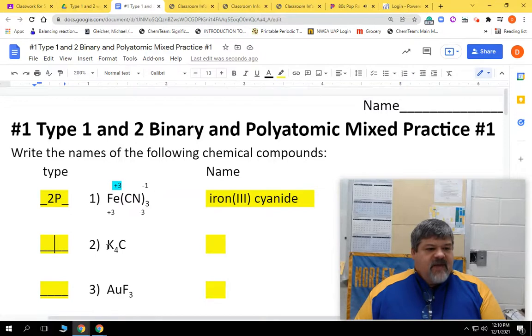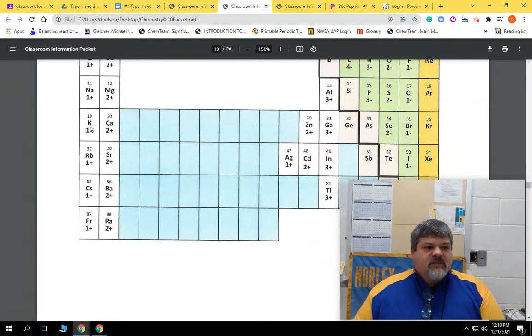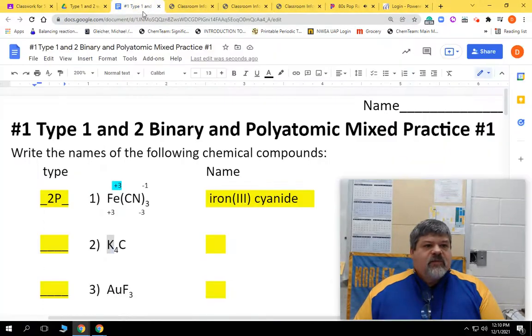The next one we have K4C. Now let's look at the first element. The first element is K. Now K is potassium. It's in column 1, but if I go to this one, it must be a type 1. Remember, our rules say that if it's white, it's a type 1. So we can go back to it. We know that it's type 1.